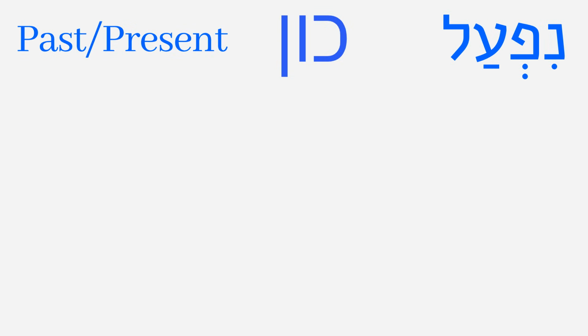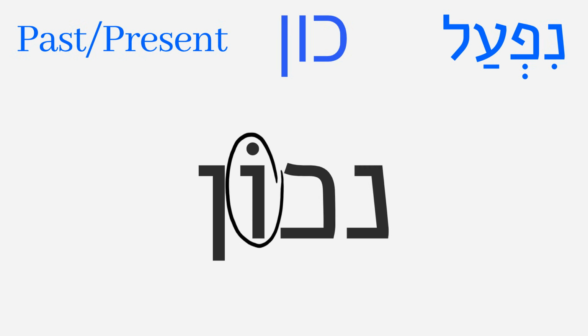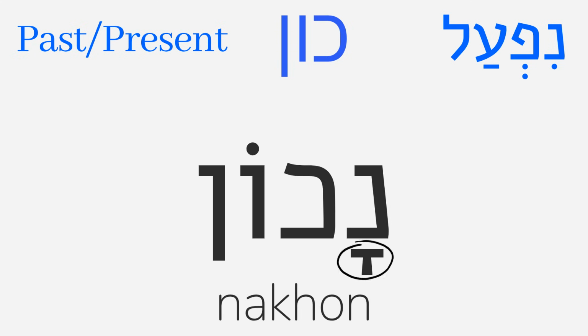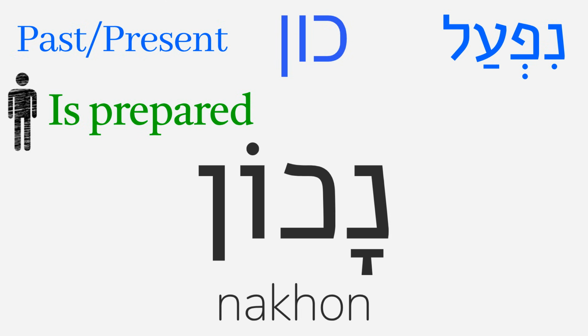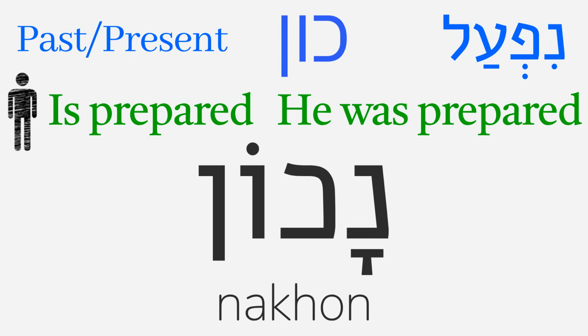The past and present also have this irregularity, with an additional one. These tenses that have a nun prefix in the Niphal will have that nun have a kamatz vowel when the root is hollow. That means nachon with a kamatz on the nun, and o as the only vowel between the root letters is both the masculine singular form of the present tense, is prepared, and the hu, he form of the past tense, he was prepared.